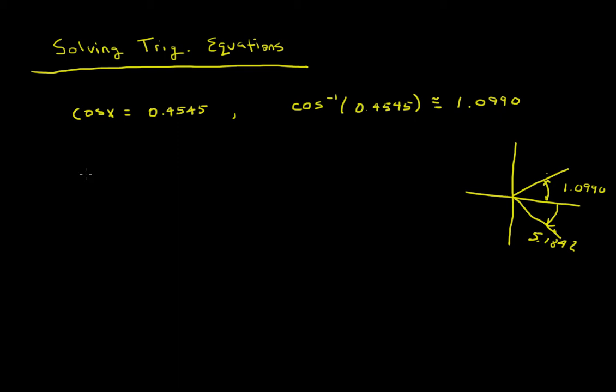Well, our work is pretty much done. We just need to summarize our solution. So as before, we would write out our solution as an approximation. It would be x is approximately 1.0990 plus 2 pi n, or x is approximately 5.1842 plus 2 pi n, where n is any integer. And the short way to write that is like that.